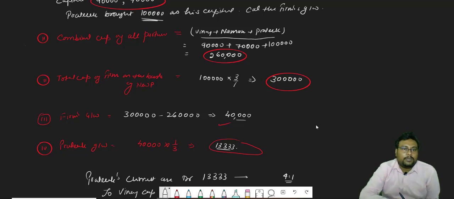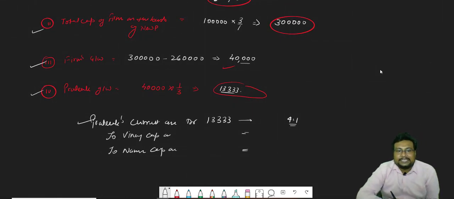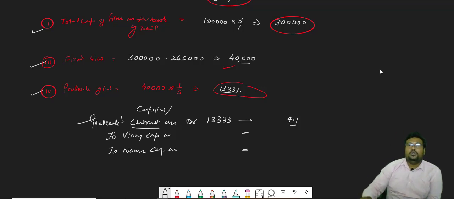We find out the combined capital, we find out the total capital, we find out the difference, that is the firm's goodwill, and we find out Prateek's share in that goodwill, that is 13,333. After that we open Prateek's current account, because goodwill is not coming in cash. When goodwill is not coming in cash, we open the new partner's current account, or you can open Prateek's capital account also. Okay, it is optional. Then it will be given to the sacrificing partners in the sacrificing ratio: to Vinay capital, to Naman capital in the ratio 4:1.